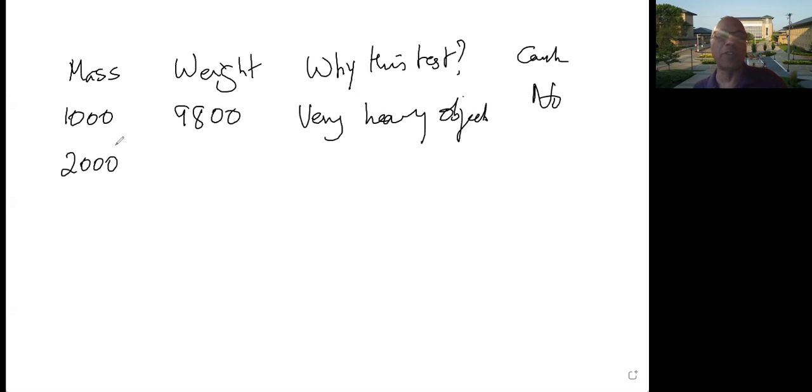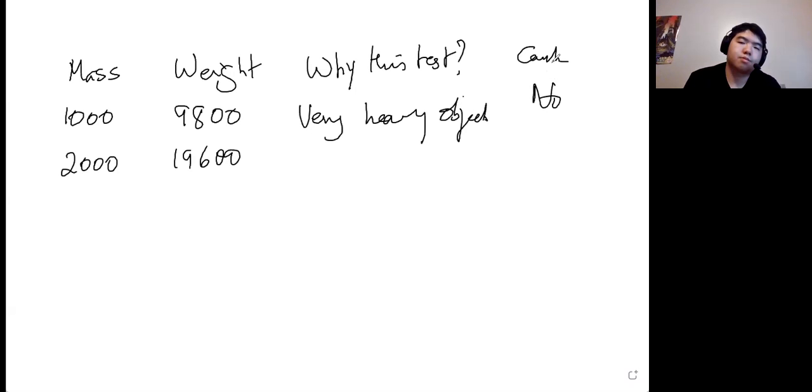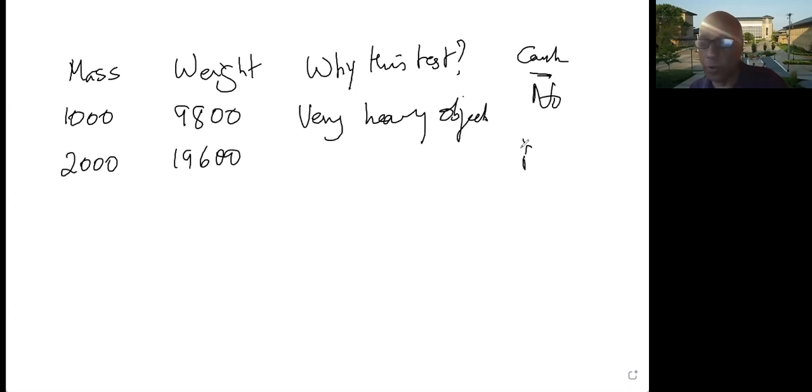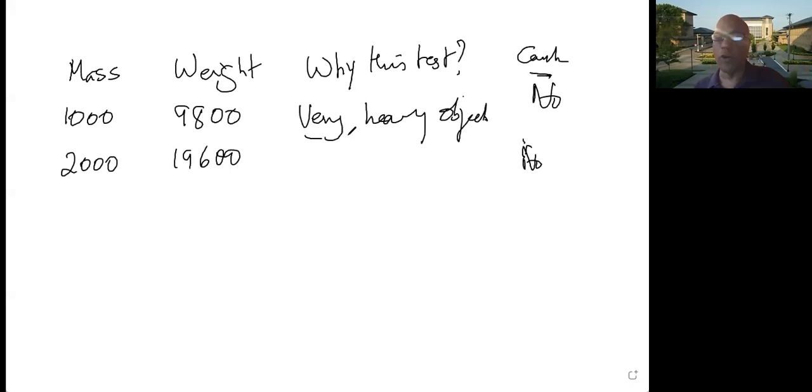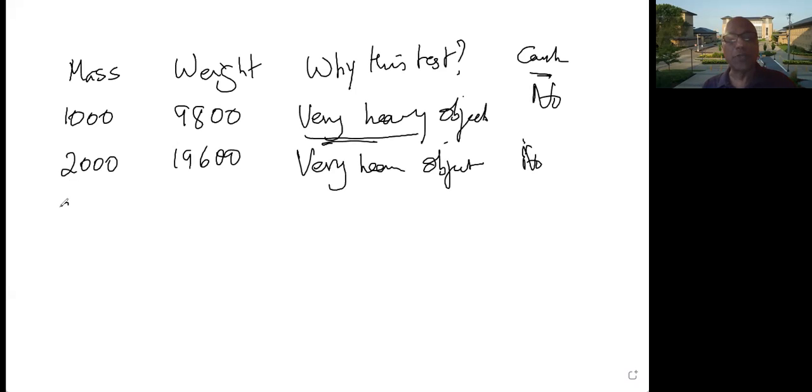Suppose you try it with a mass of 2,000, then this will be 19,600. That will be the weight. Can this be lifted? No. Then what are we testing here? We have already tested for very heavy objects. So if you want to test it again, you must write very heavy objects. Okay, fine. Then suppose you test for 3,000.